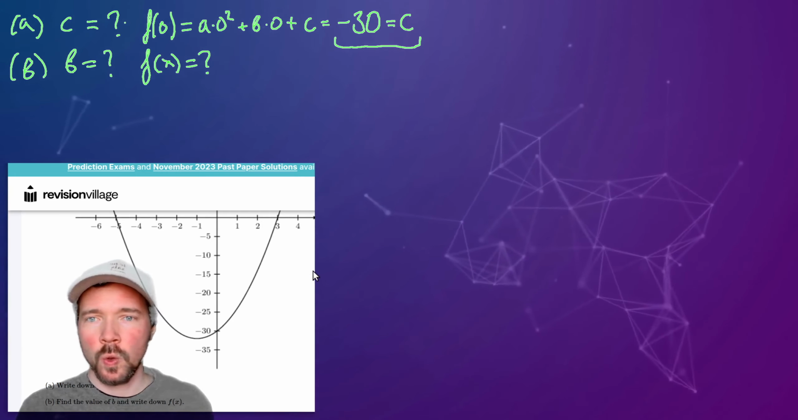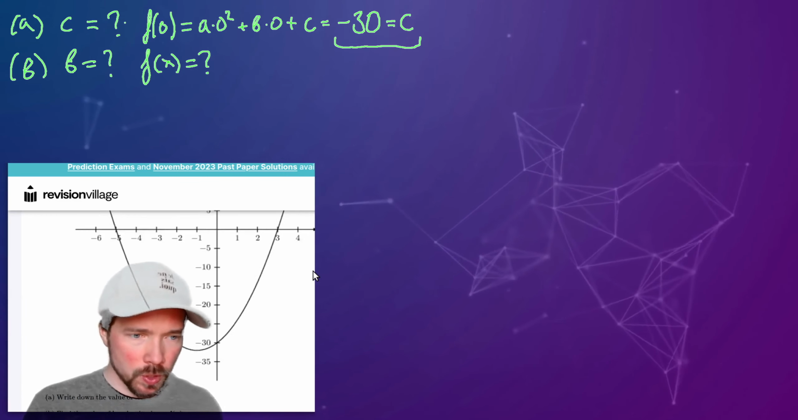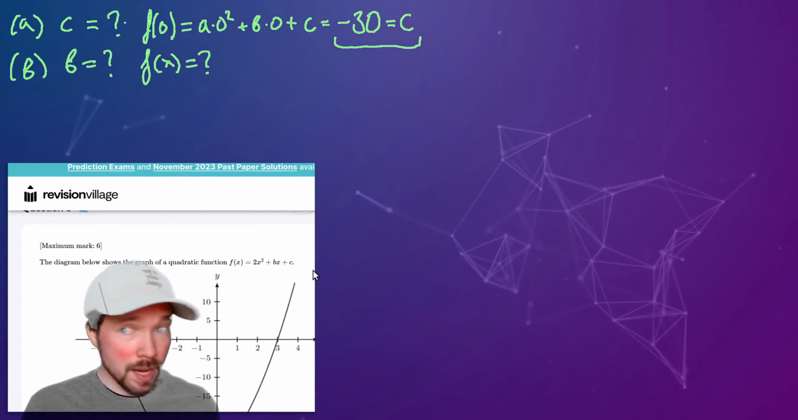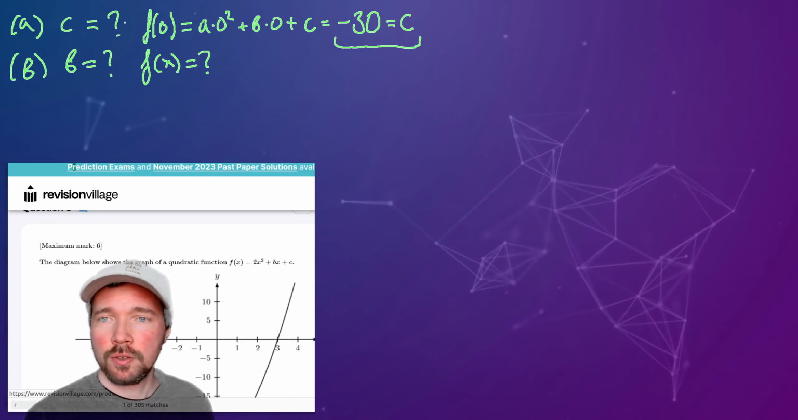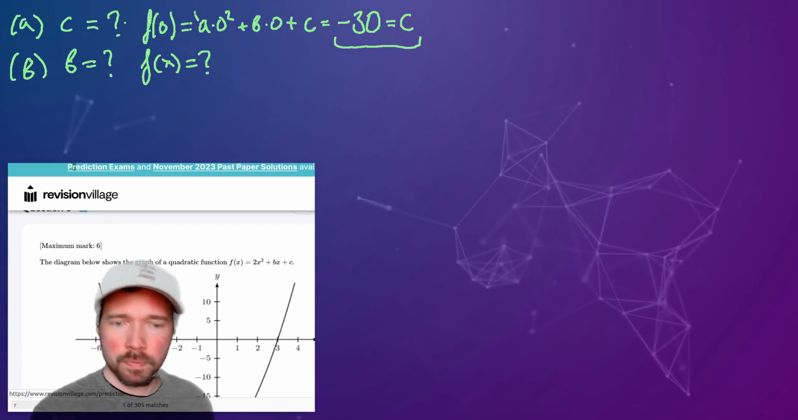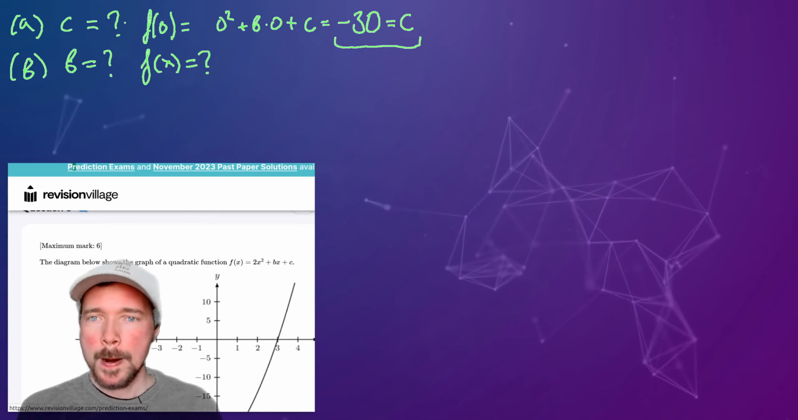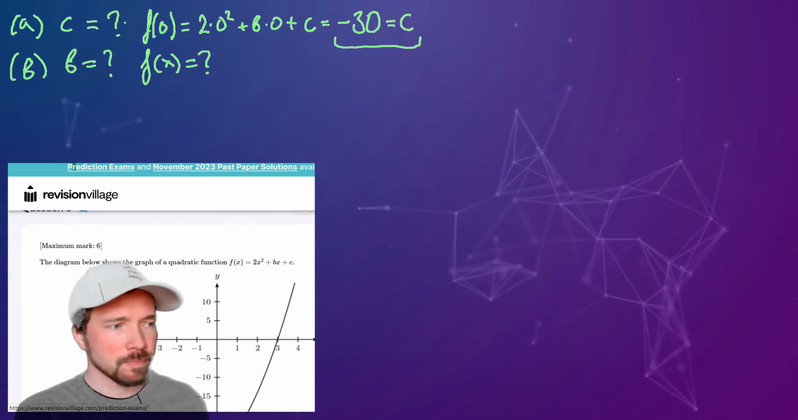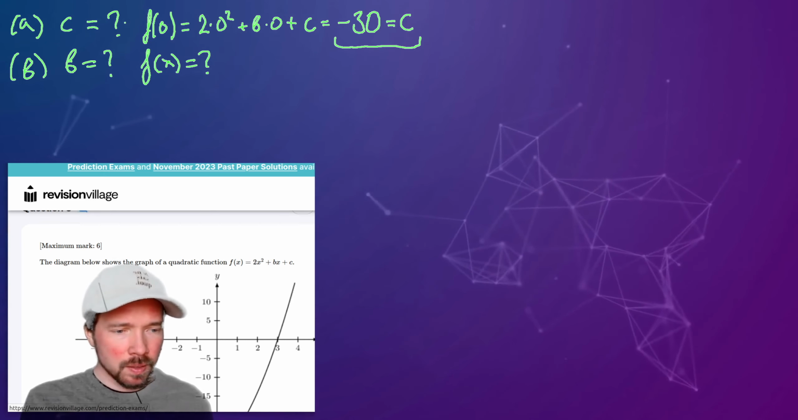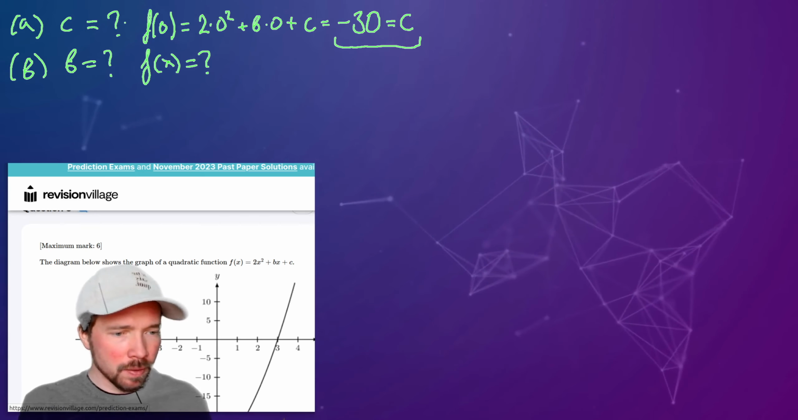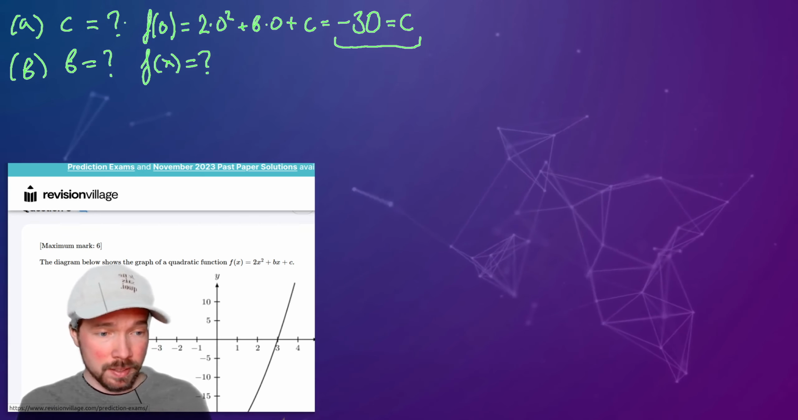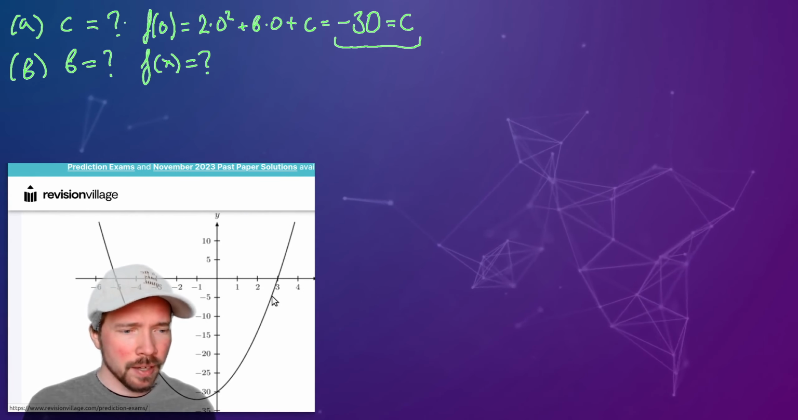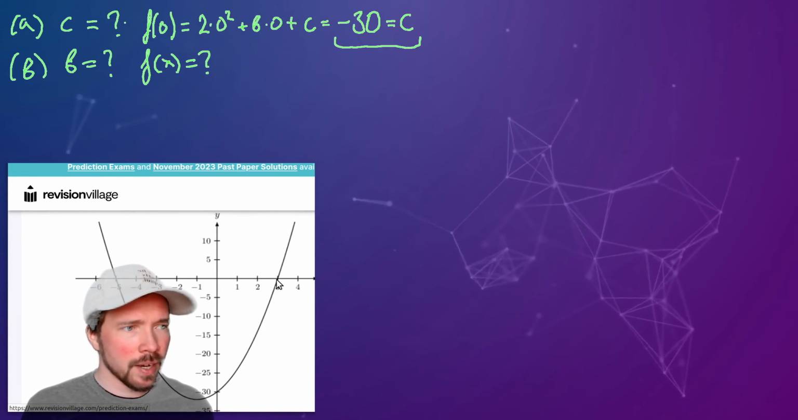Since we already know c, and we know a, well, that's 2, it should be no problem to find b. Let's say we put in 1 in place of x. Do we know what it is? No. Let's put in a value where we know clearly the value of the function.